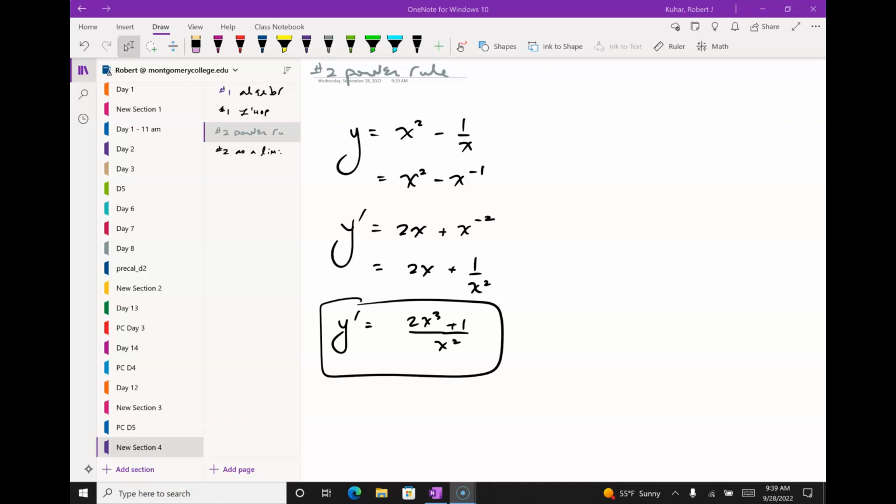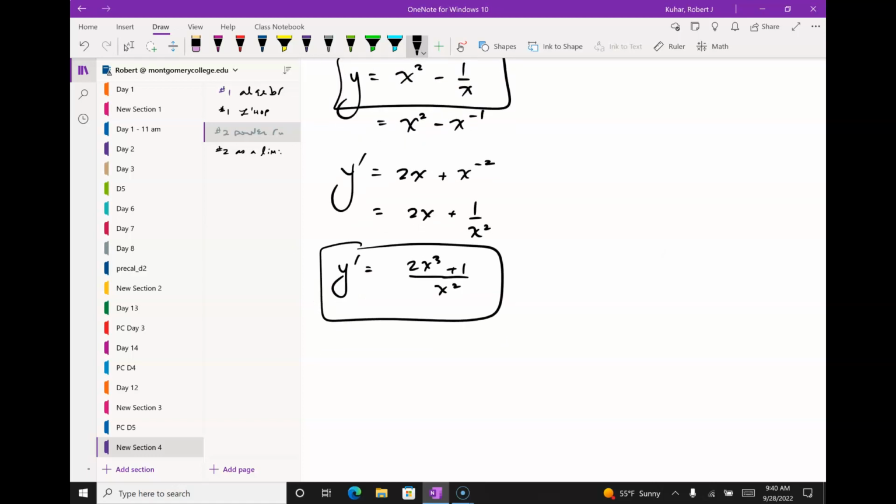Okay, so number 2. When I read the question, I'm going to say, well, what do I want to do first? I want to do the power rule first. It's easy, right? I've got my function written as x to a power: x squared minus x to the negative 1. So when I do my derivative, I get 2x. The negatives cancel, and then I get x to the minus 2. So that's 2x plus 1 over x squared.